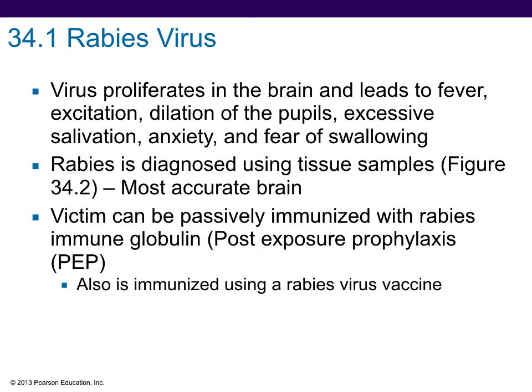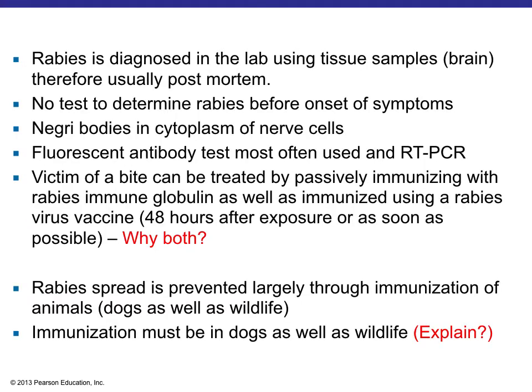Victims can be passively immunized with rabies immune globulin and vaccine, and this is called post-exposure prophylaxis or PEP. So the immunization takes place with the rabies virus vaccine, and then can also be treated with immune globulin to generate an effective post-exposure prophylaxis regimen.